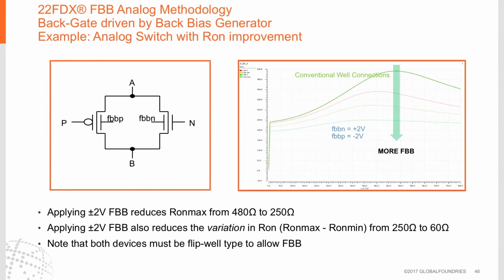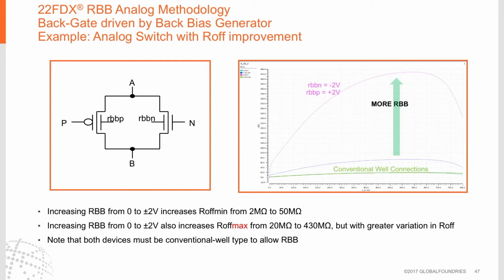This is an example of a switch where we use forward backgate biasing to reduce the on resistance. As you increase the forward backgate bias, not only does the on resistance get smaller, but also the variation in on resistance gets smaller. In this case, R on max drops from 480 ohms to 250 ohms. And the variation in R on changes from a range of 250 ohms to a range of only 60 ohms. So it provides much flatter on resistance, as well as a lower on resistance.